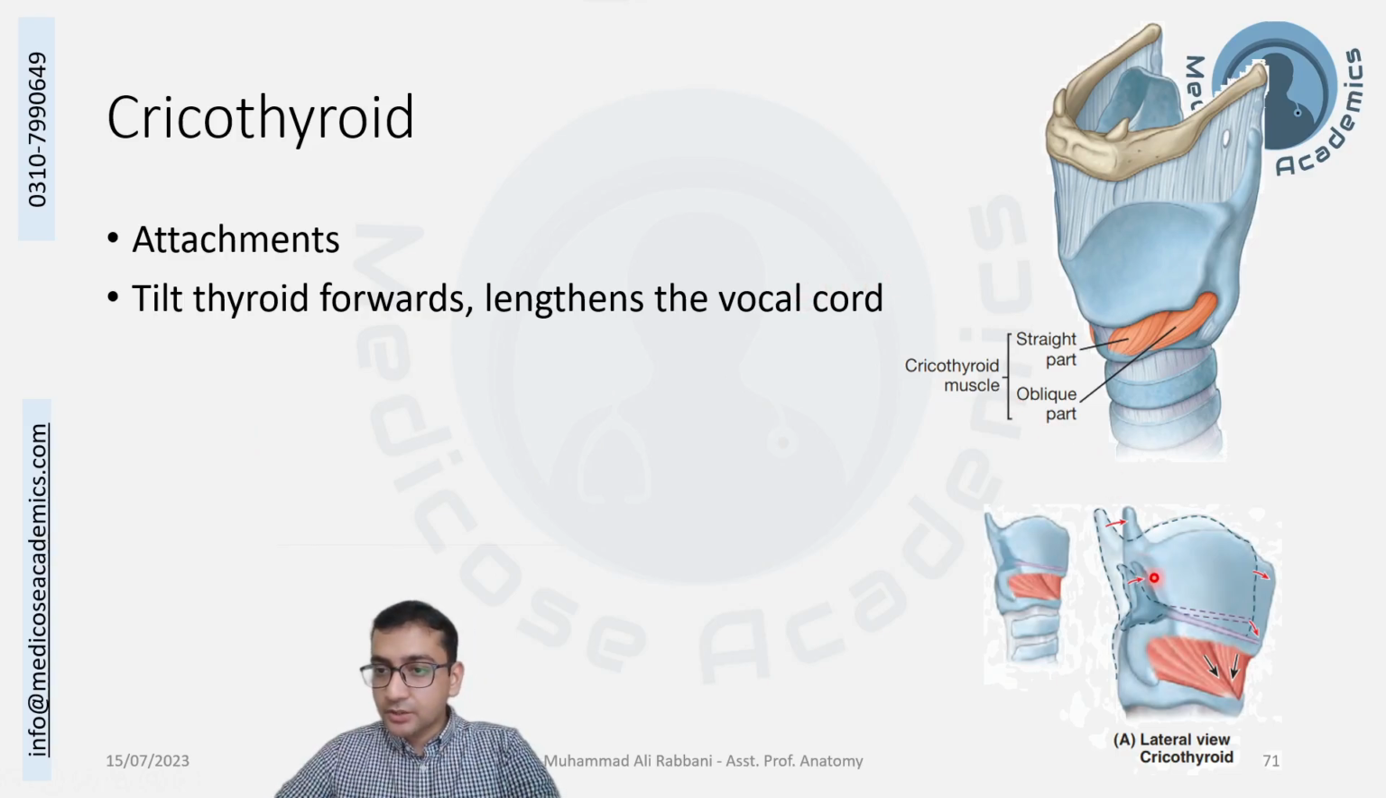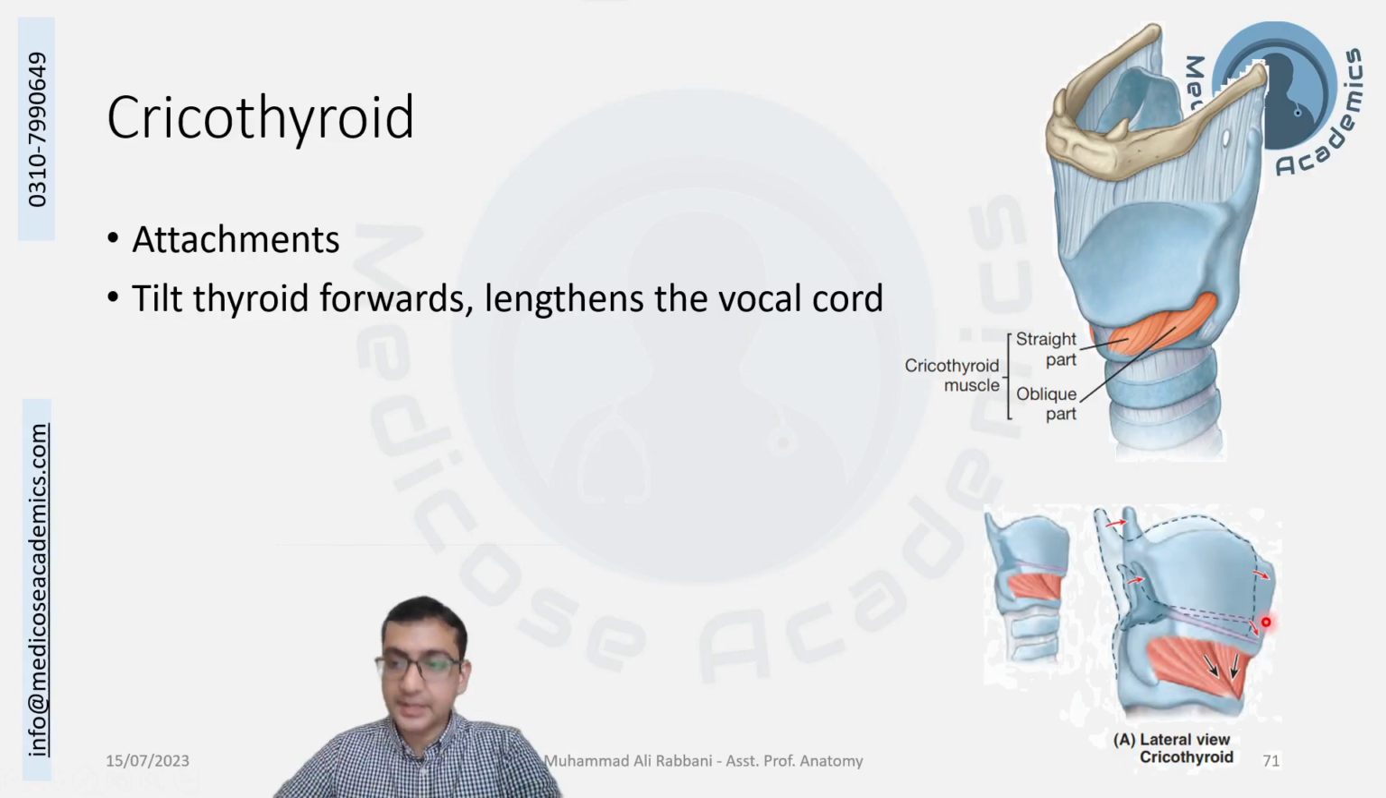This brings us to the cricothyroid muscle. The name indicates it is originating from the cricoid cartilage below and it is attaching to the thyroid cartilage above. When it contracts, it helps tilt the thyroid cartilage in front. So the dotted line was the previous position, the solid line is the new position. It tilts the thyroid cartilage to the front, and as it tilts, the vocal cords are stretched.